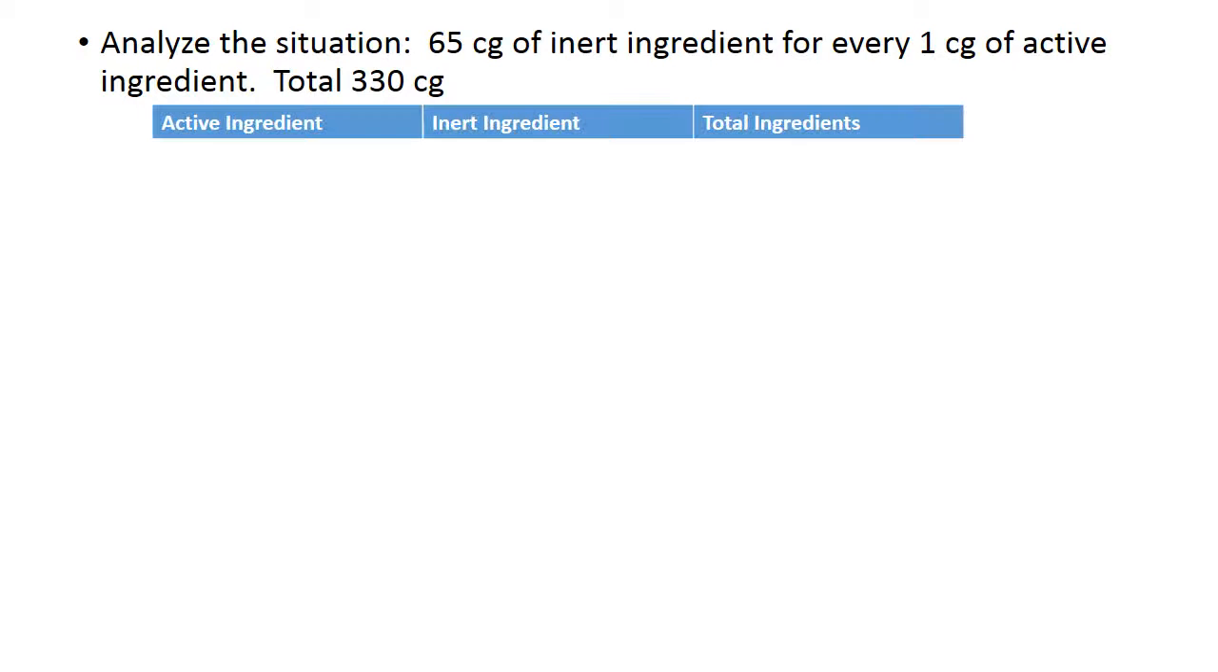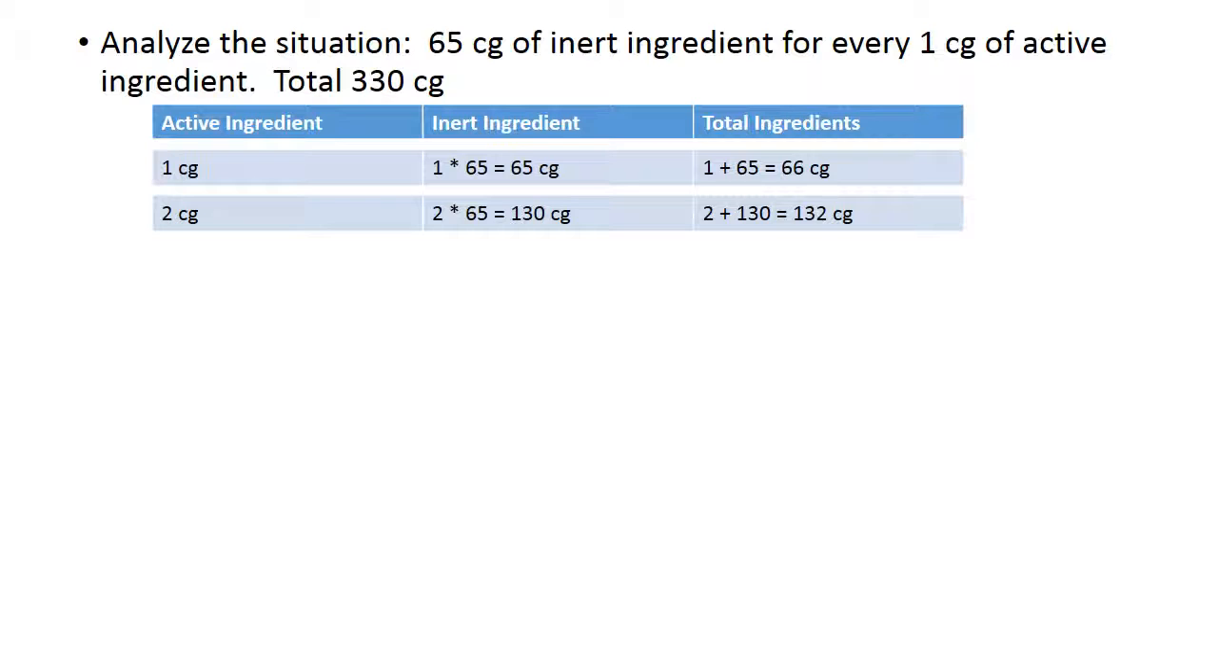So let's try to put it in a table to see it. So we've got active ingredients, inert ingredients, and total ingredients. If I only have 1 centigram of the active ingredient, then I would have 65 of the inert ingredient, 1 times 65, for a total of 1 plus 65, 66 centigrams. Okay, if I have 2 centigrams, then that's twice as much. So I'll have 2 times 65, or 130 centigrams of the inert ingredient, and a total of 2 plus 130, 132 of the total ingredients.